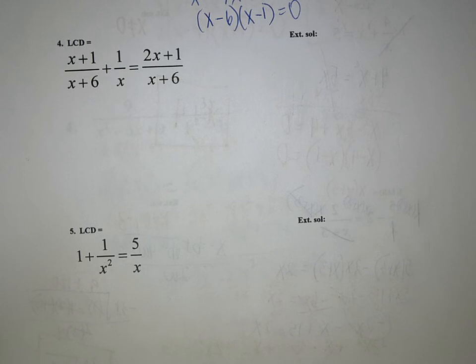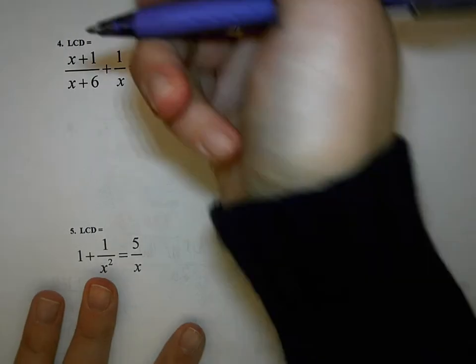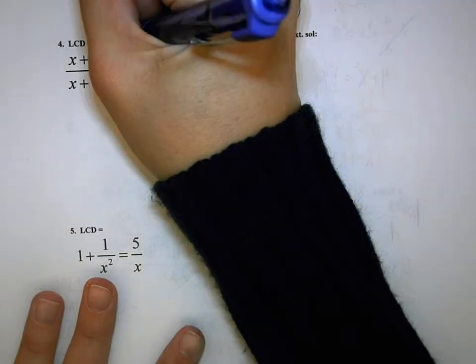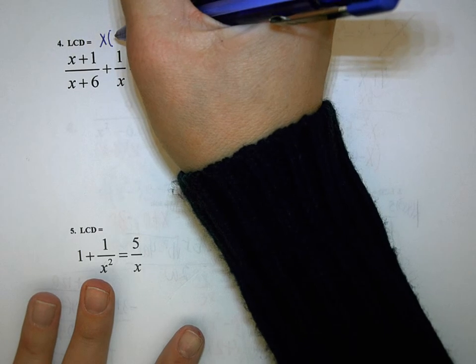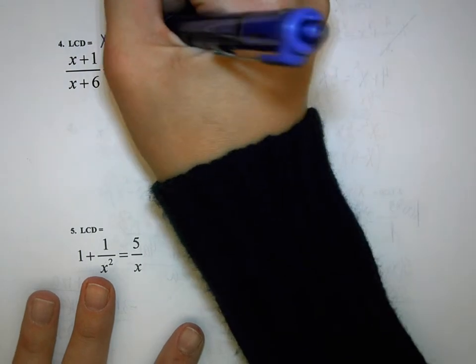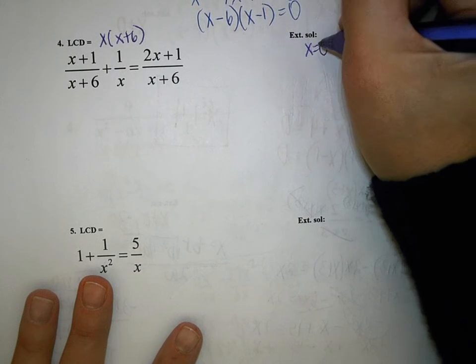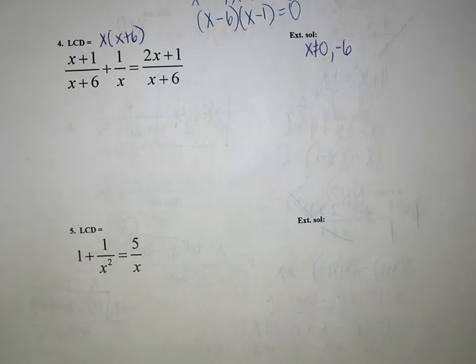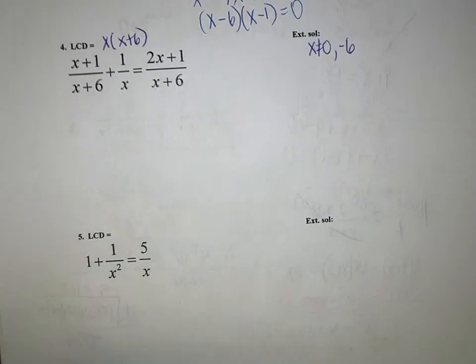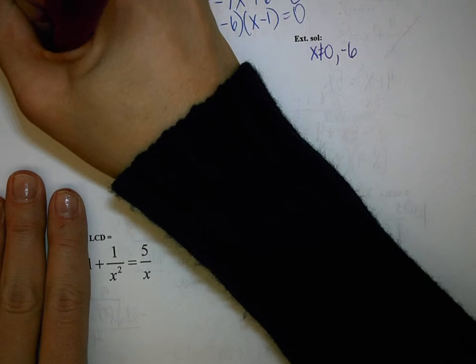I'm going to work through this one. I'll probably do it a little quicker. If you want me to slow down, just holler out. Oh, way to go, Mia. Okay, x and x plus 6 are my LCD. Extraneous solutions are 0 and negative 6. When I go through here, I'm multiplying every single term by x and x plus 6.